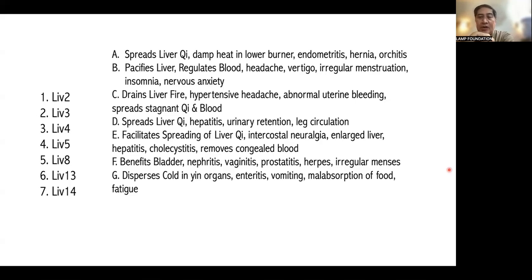Okay, how do you decide which point to use? Liver 2 or liver 3? What is your barometer? Di ba? Halos magkapareho. When do you use liver 2? When do you use liver 3? Based on your experience. Usually, Doc, ginagamit ko yung liver 2 once na meron siya sa diagnosis ko na liver yang rising. Mas grabe pa sa liver yang rising. Namumula na, bitter taste, di ba?